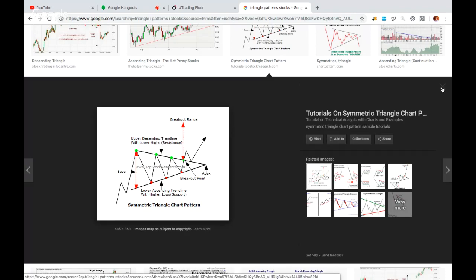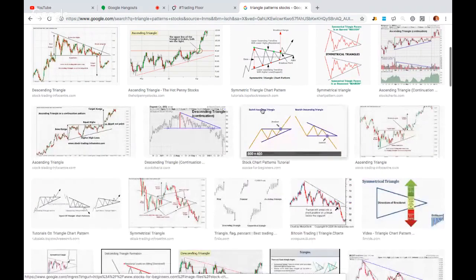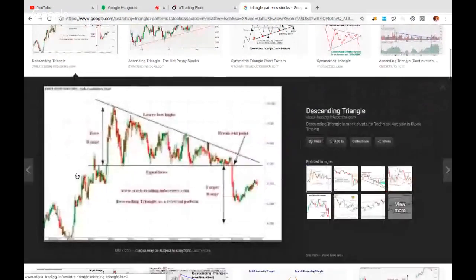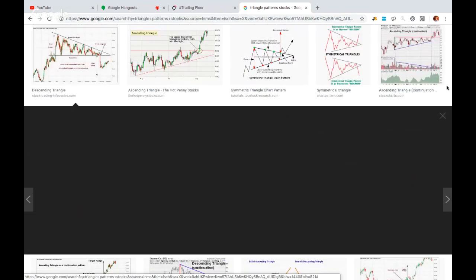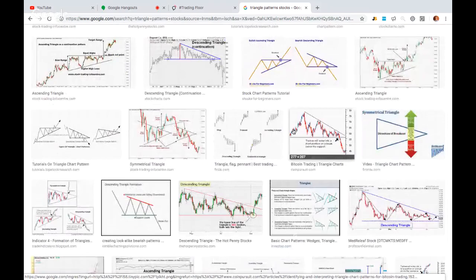Especially on a symmetrical triangle, but not all the time, because as you can see here, this is an example of we're going up. We start to consolidate into a descending triangle. Descending means that it's going to break down to the downside because we have a solid support line. But this is a reversal pattern, right? You see how the triangle was used to reverse the stock. So not every single time, just more times than not.